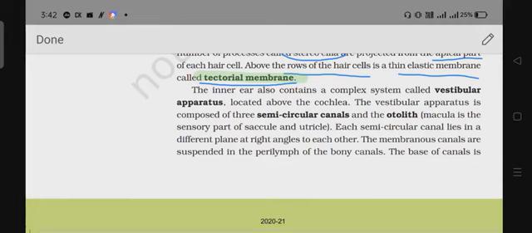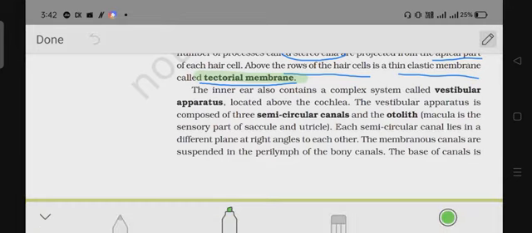Now we have discussed the organ of Corti. What is written in the NCERT is that the inner ear also contains a complex system known as the vestibular apparatus, which is located over the cochlea and comprises two things. One is the semicircular canals, which are three in number and perpendicular to each other, which means they are at 90 degrees to each other, that is, in the XYZ plane.